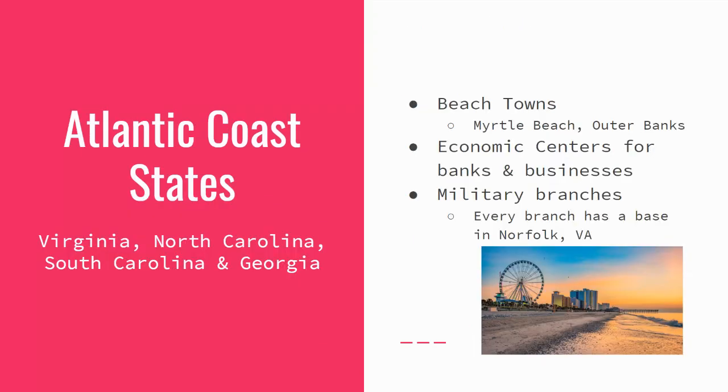The Atlantic coast states are made up of Virginia, North Carolina, South Carolina, and Georgia. These states border the Atlantic Ocean. They are known for their beach towns. Some of you may have traveled to the city of Myrtle Beach, which is in South Carolina. Others may have heard of the Outer Banks in North Carolina. These are two very popular vacation spots for families.